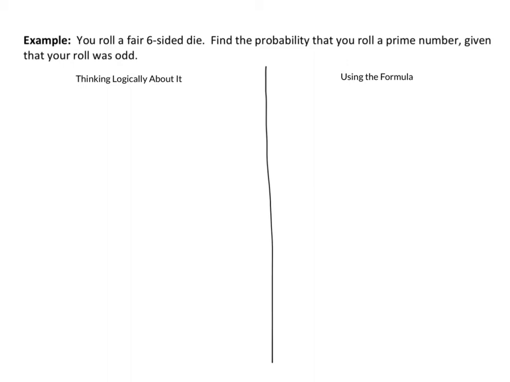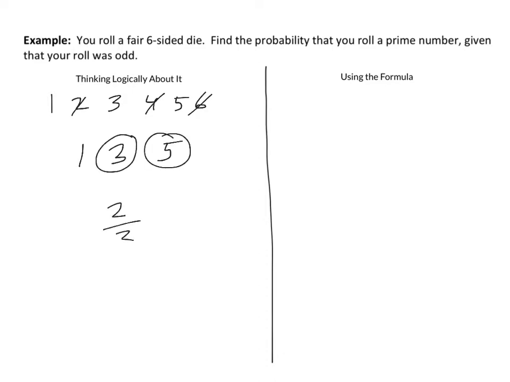So if you were going to think logically about this, you might think, well, if I'm rolling a fair six-sided die, there are six outcomes, right? There's 1, 2, 3, 4, 5, and 6. And then the problem says, find the probability that you roll a prime number given that your roll was odd. Well, given that it was odd, it sounds like there weren't really six options. There were really only three options. Given that I rolled one of these, what's the probability that I rolled a prime number? Well, of these, 3 and 5 are the prime numbers, so it looks like there's a 2 out of 3 chance that I get a prime number given that it was odd.